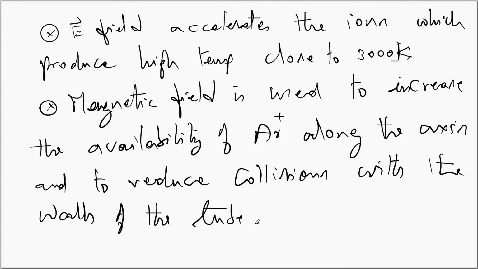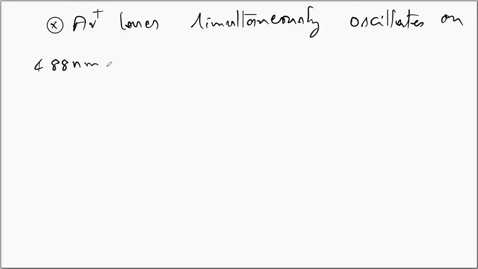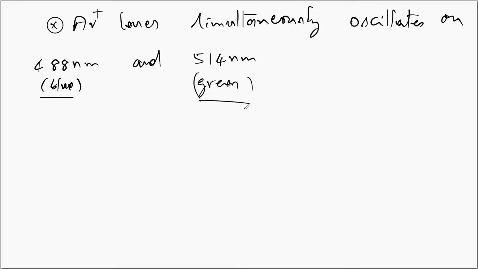The argon ion laser oscillates simultaneously on two different transitions having wavelengths 488 nanometers and 514 nanometers. This is a blue color laser and this is a green color laser. The argon ion laser can emit simultaneously these two colors. In fact, the argon ion laser can emit up to 18 different wavelengths. However, these two wavelengths are prominent. They are the strongest lines in the spectrum.